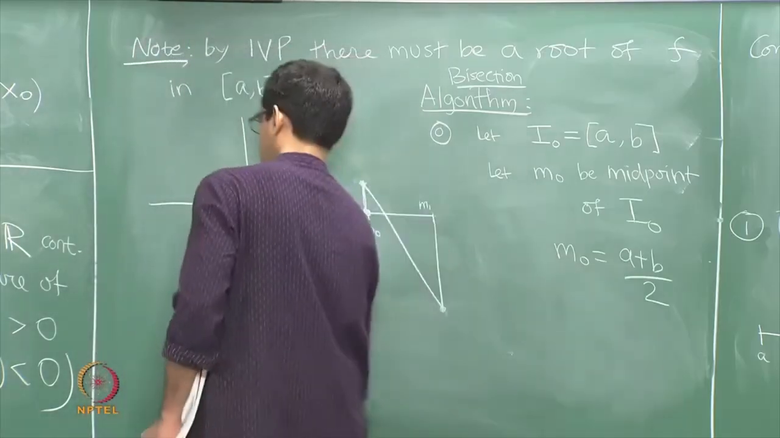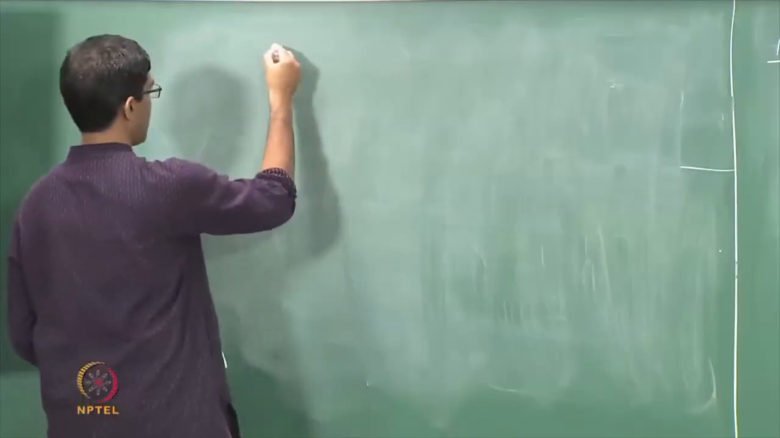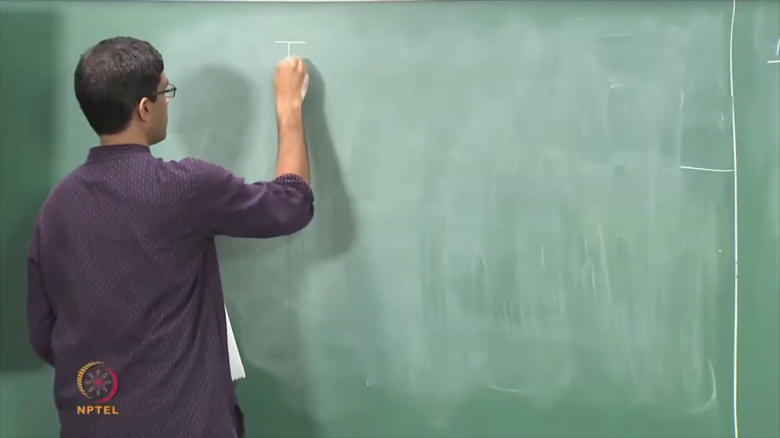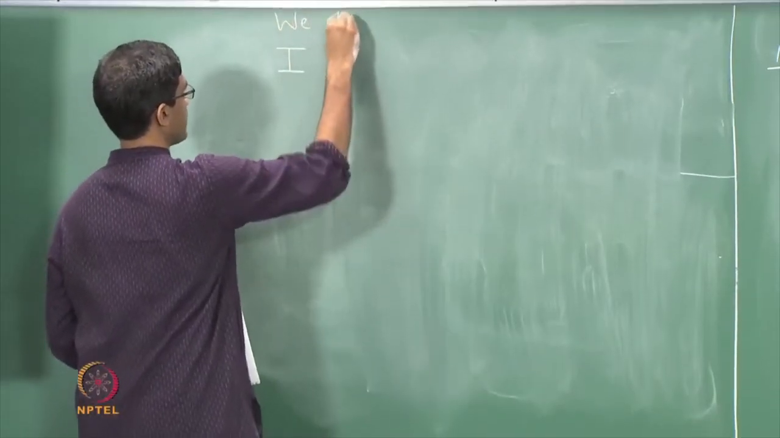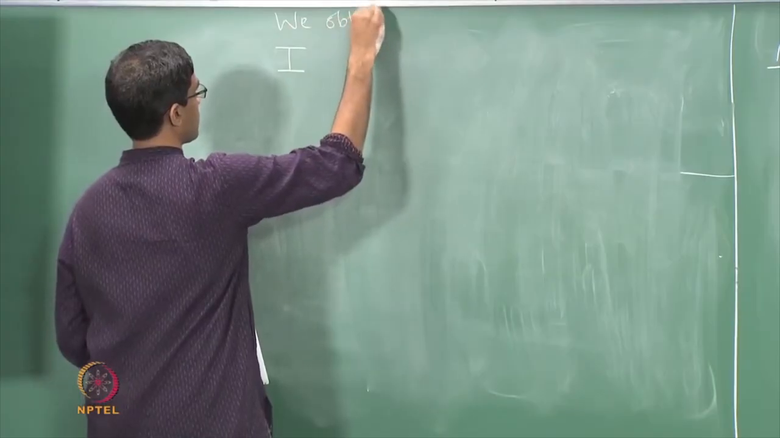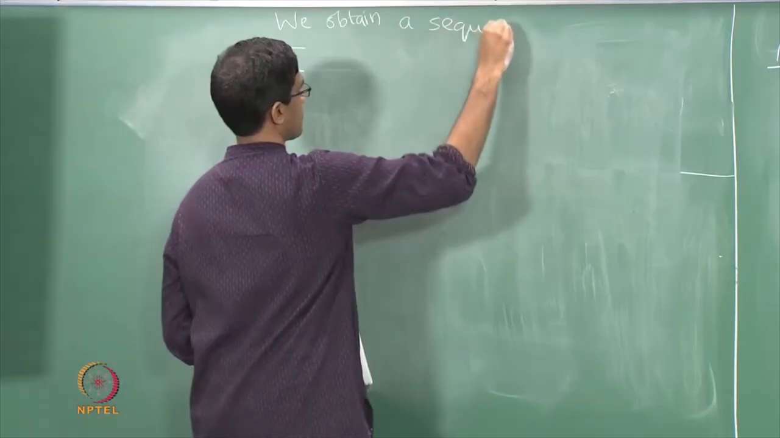So let's say this is where the exact root is. So this is the actual root. But let's say we pick the midpoint as our choice of approximate root. So suppose this is what we pick. So this is our choice of approximate root. And here's the actual root.